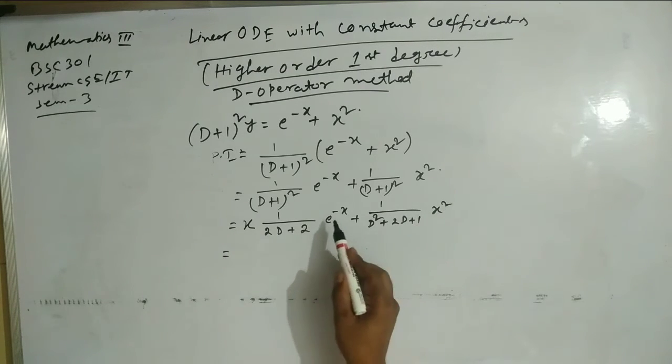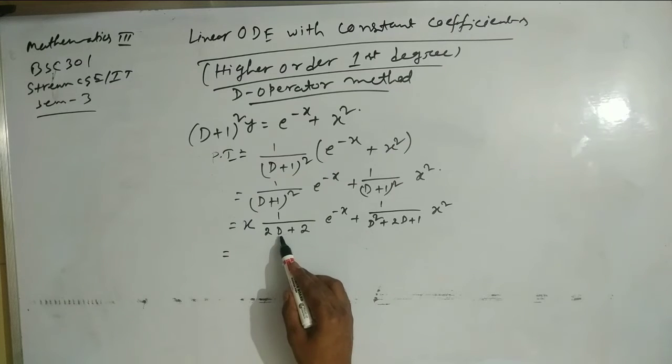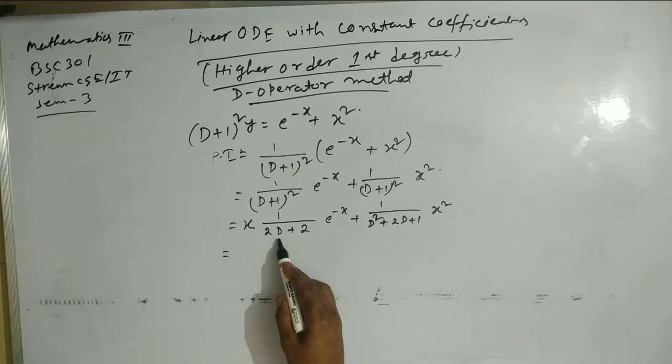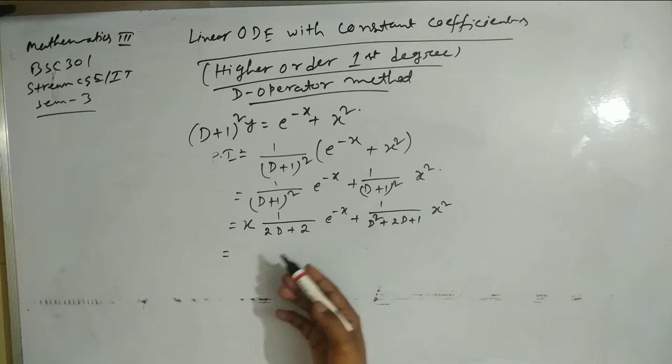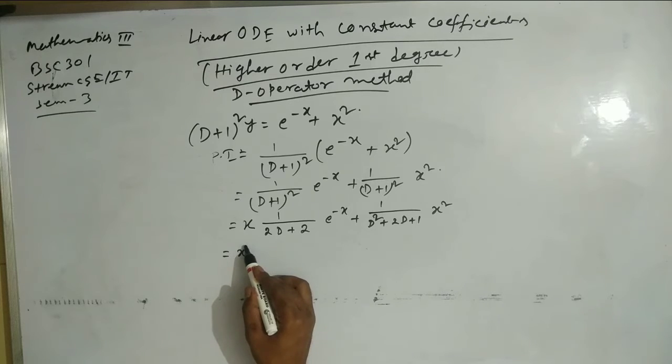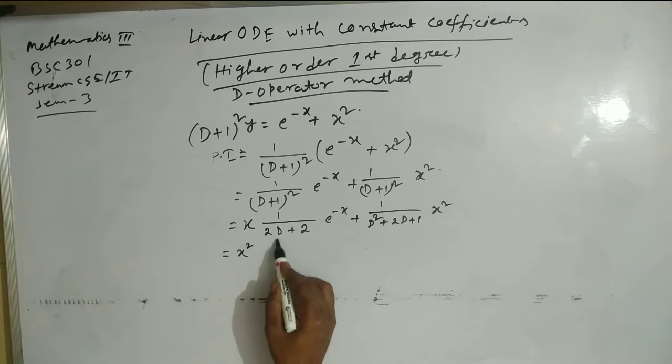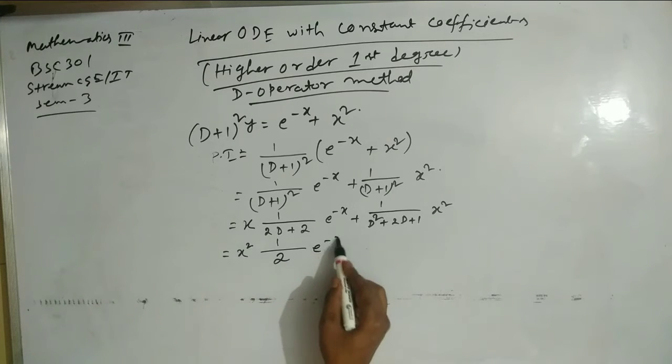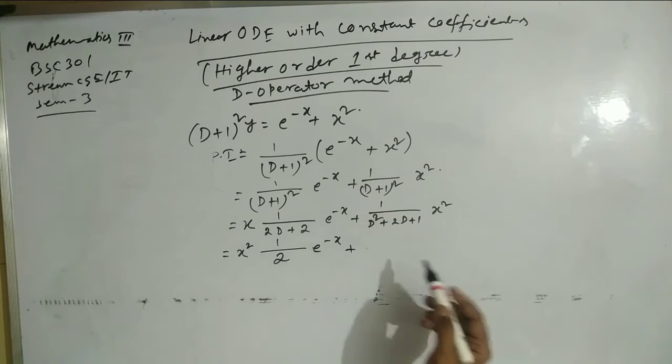Now again, since this is an exponential function, we have to put minus 1 in place of D. And we see that if we put minus 1 here in place of D, again it is 0. So we have to bring another x, that will be x square, and again we have to differentiate it. So it will be x square by 2 e to the power minus x plus.